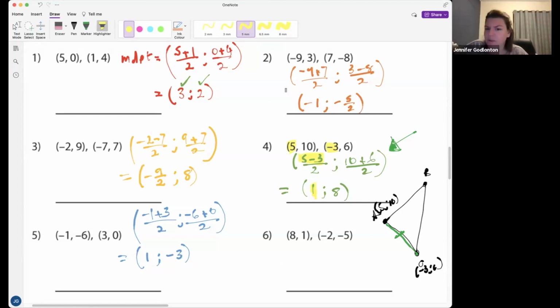Also, remember, you're welcome to use your calculators for these little bits. Just put the fraction 5 minus 3 over 2 in your calculator, and it will sort out your answer for you. Then you know you're going to get it right, which is always helpful.